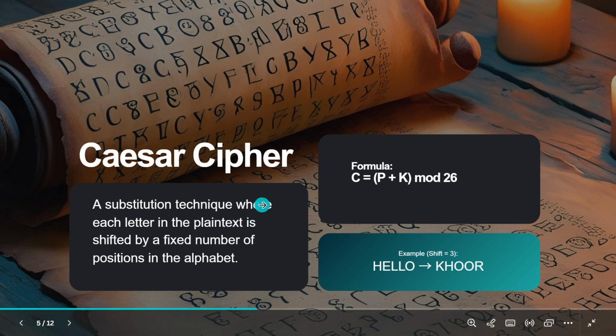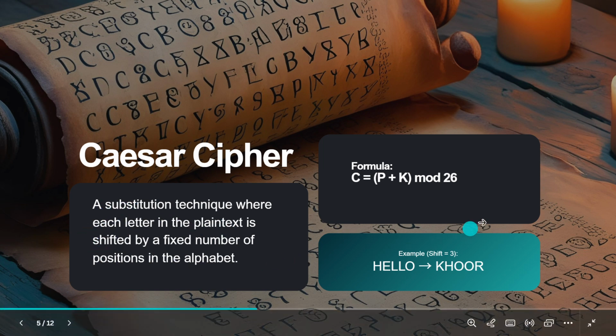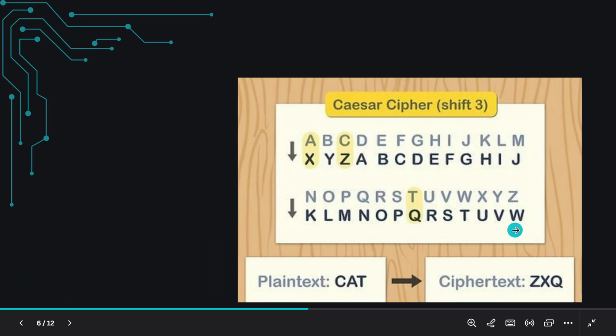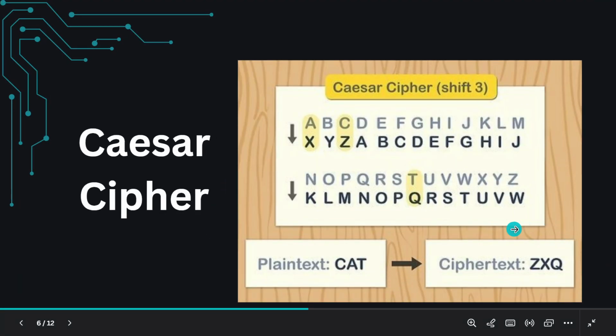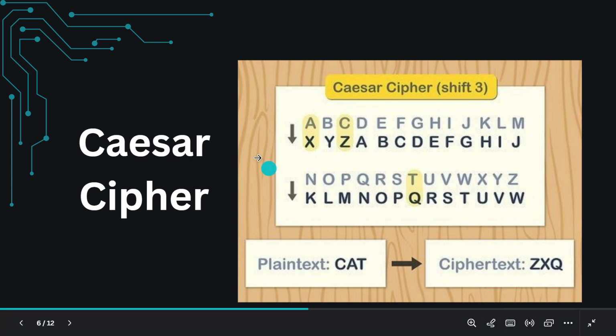In this substitution technique, each letter in the plain text is shifted by a fixed number of positions in the alphabet. So this is an example of this, where C is shifted to Z, A is shifted to X, and T is shifted to Q. This cipher was used by Julius Caesar to protect his military messages. Simple but effective for that time.